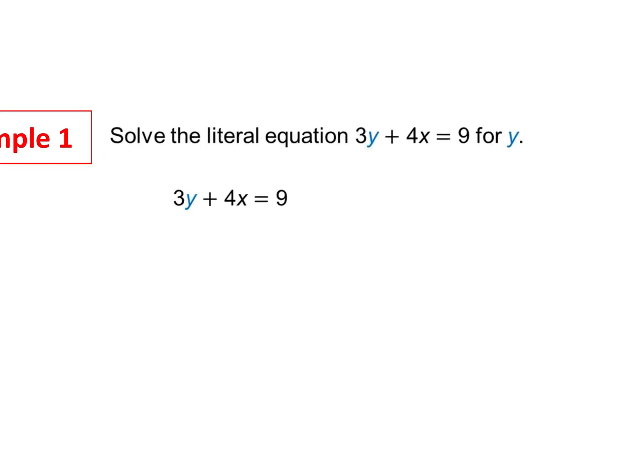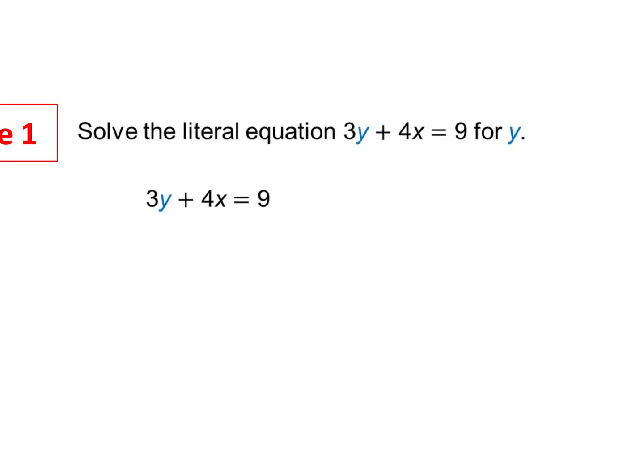In this equation, we want to solve this literal equation for y. So far we have 3y plus 4x equals 9. First identify the variable. Again, it's colored in blue for you. Now you want to identify what operations are being done to this y. It's being multiplied by 3, and 4x is being added to it. You notice that this 4x doesn't have anything to do with that y. It's just being added to it. So the first thing that's being done is it's being multiplied by 3, and then 4x is added to it.